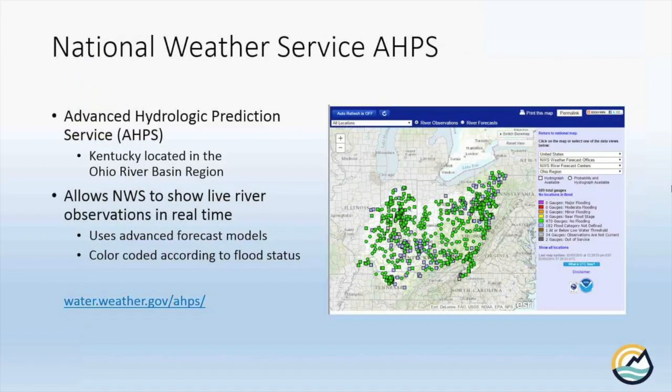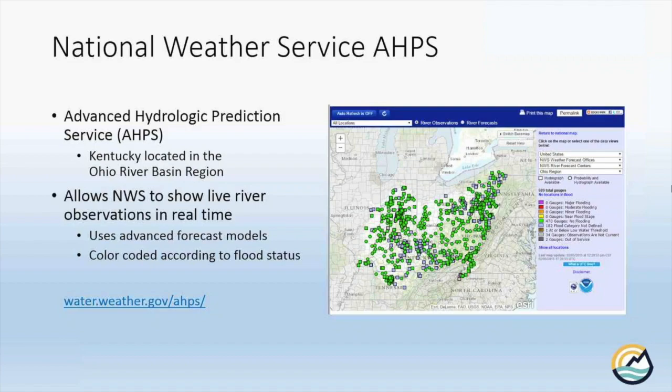Another great tool is the National Weather Service's Advanced Hydrologic Predictive Service. Most of Kentucky is shown in the Ohio Basin region of the AHPS system, but what the National Weather Service is doing is showing live river observations in real time, and they're color-coded to show what the river observation is in comparison to the flood elevations. So the different colors mean different things.